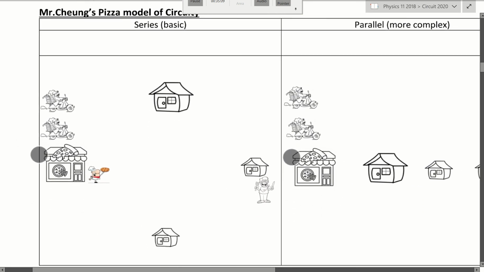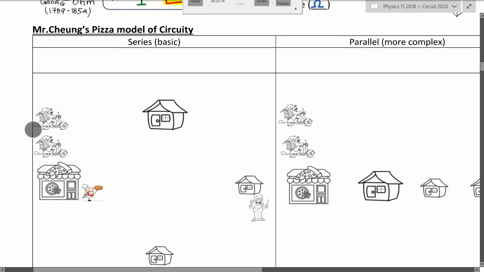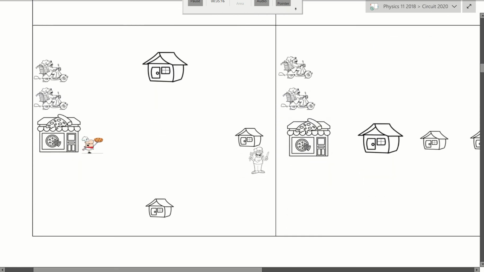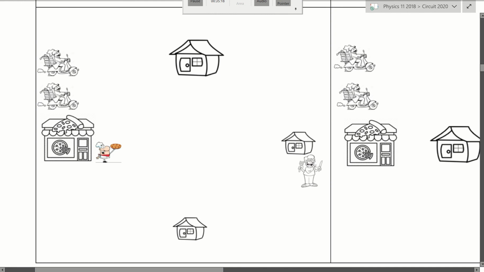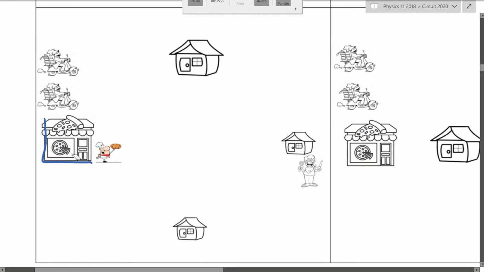Now, okay. So let's put my pizza delivery model of circuitry into picture form. Look, I even downloaded all these pictures and put them in there. So in my format, the Pizza Hut is the battery. Okay, so that's a Pizza Hut. This is the power source. This is the pizza source, because energy is in terms of that.